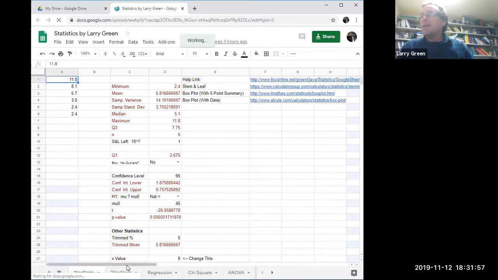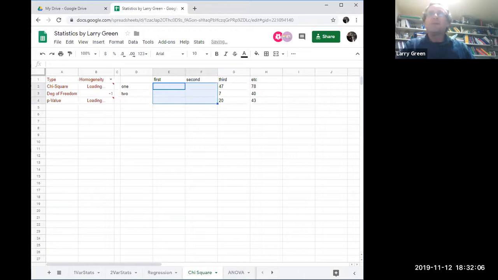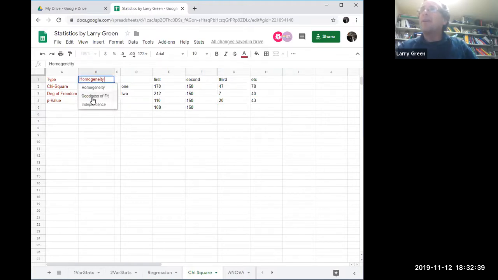Okay, so what you can do is you can go to the chi-square tab, and then we just need a first and a second. So I'm going to erase the first and second from before. And then I need my numbers. So the first was 170. Then we had 212, and then we had 110, and then 108. And then the second were 150s throughout. Okay, we need to hit this little arrow, and we need to go to goodness of fit.